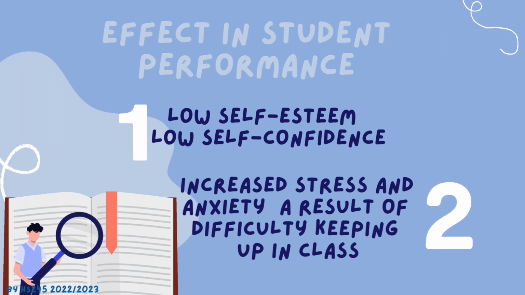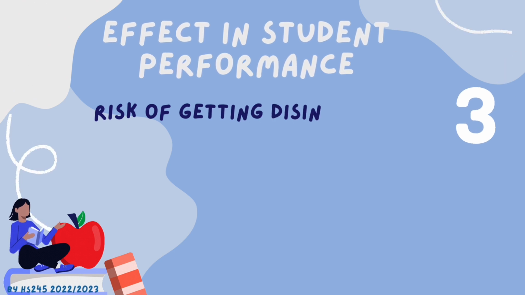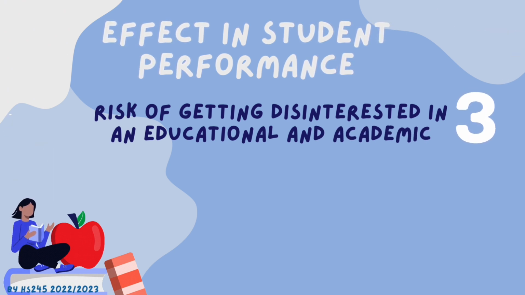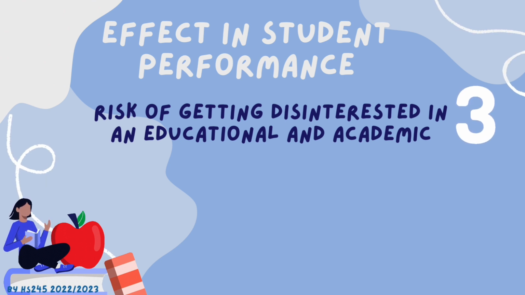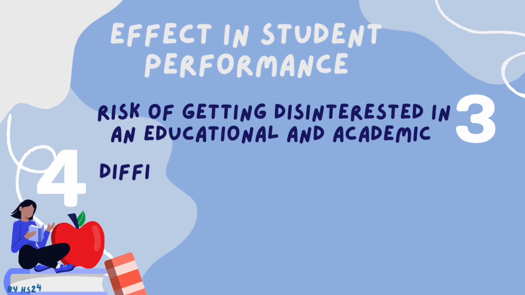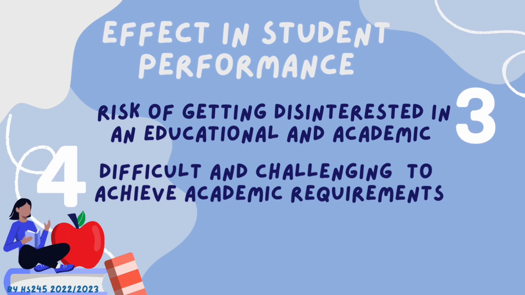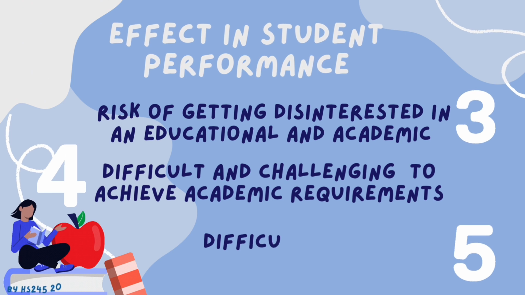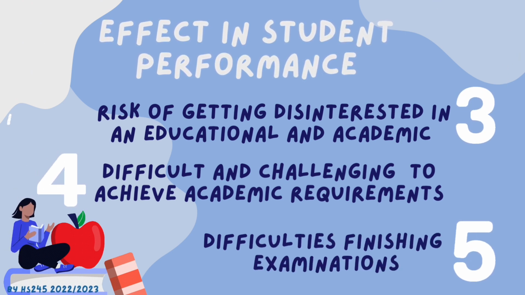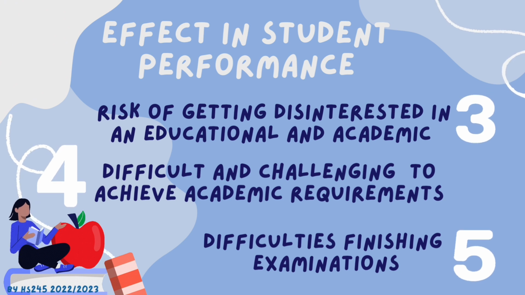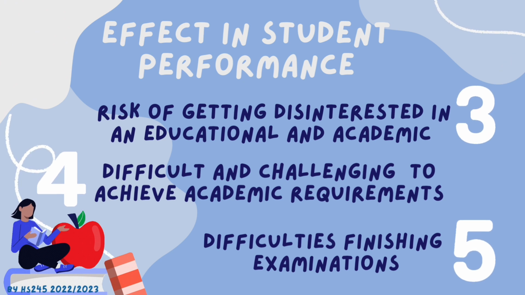Next, poor perseverance with handwriting activity puts a child at risk of becoming disinterested in an educational and academic context, as they will fail academically. A child will think that he or she is not good at academics and will just give up on it. Moreover, having a handwriting skill problem makes it difficult and challenging for a child to achieve academic requirements. This is because academic requirements need a child to perform well in writing and spelling. Lastly, a child with a handwriting problem will have difficulty finishing examinations due to failing to answer all questions on paper within the time given. This is because academic requirements also include examinations to evaluate the student based on their knowledge.